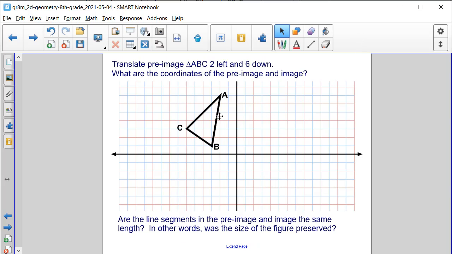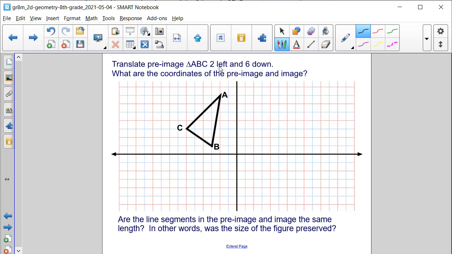Translate pre-image triangle ABC, 2 units left and 6 down. What are the coordinates of the pre-image and image? And then, are the line segments in the pre-image and image the same length? In other words, was the size of the figure preserved? Well, let's start by doing the translation of triangle ABC.